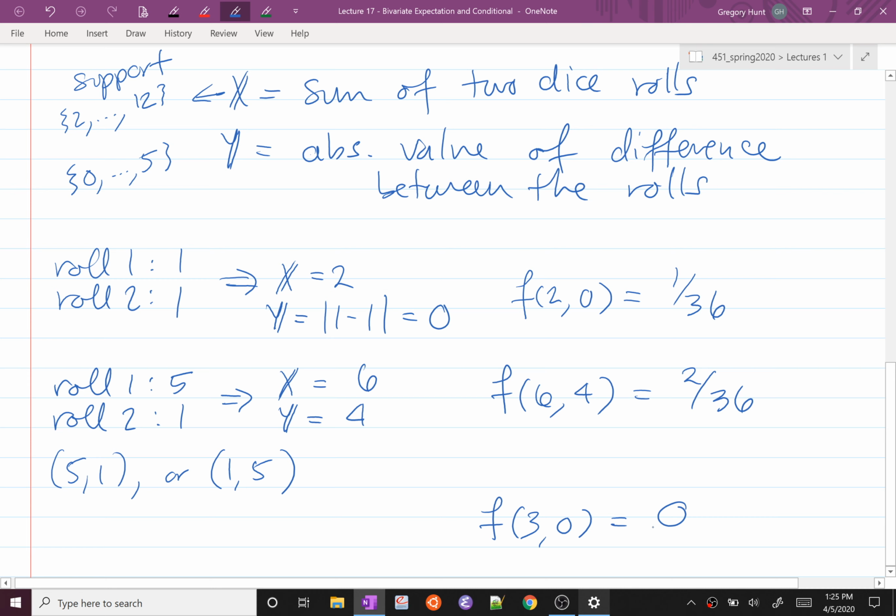And then, of course, there are situations like f of 3, 0, that has probability 0 of happening. This would say the sum is 3 and the difference is 0. And that's not going to be possible. So the PMF outside of certain combinations that are possible is just going to be 0.